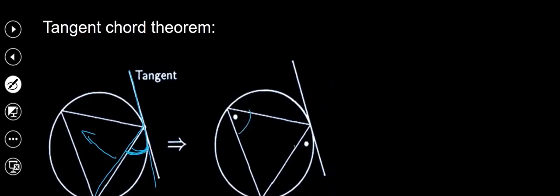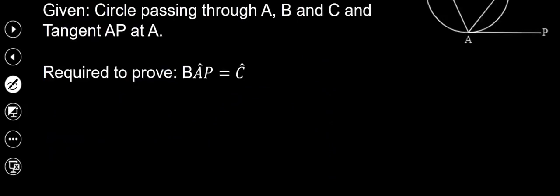So this angle and that angle, you can see it's opposite that, and the chord forms an angle between those two, right? So that's the important thing there. Now, we need to know how to also prove this, right? So the proof for this is we have a circle passing through points A, B, and C. And then we also have the tangent AP at A. What we are required to prove is that this angle here, BAP, is equal to that angle there, which is C, right? So what does that mean?